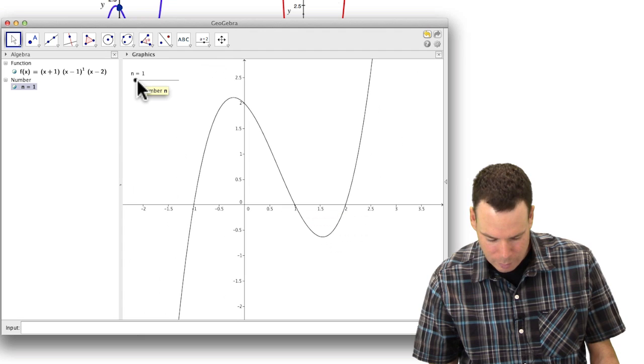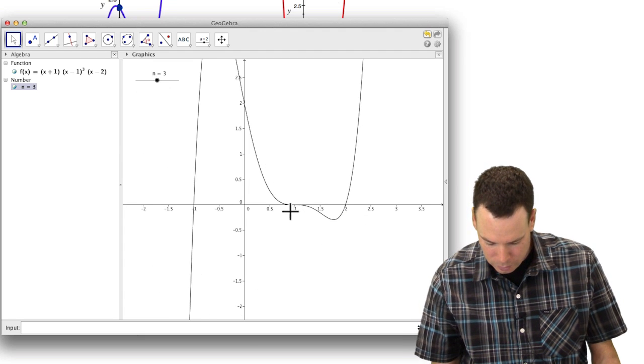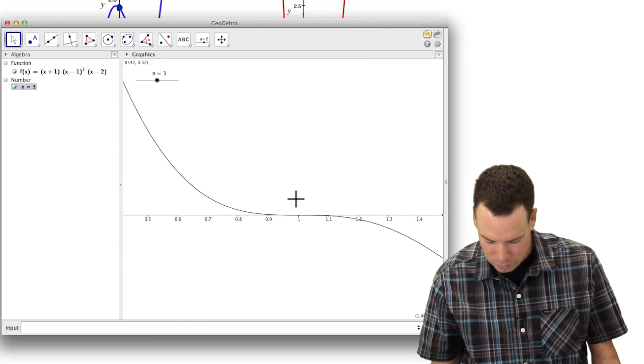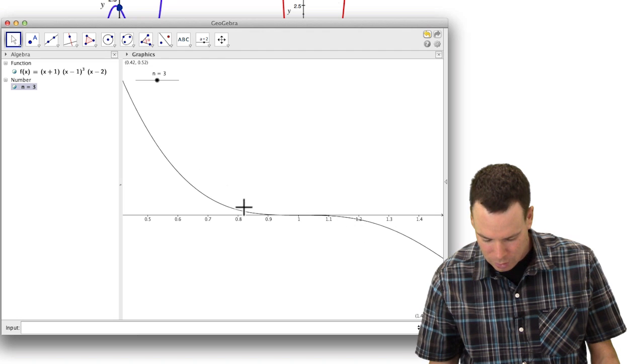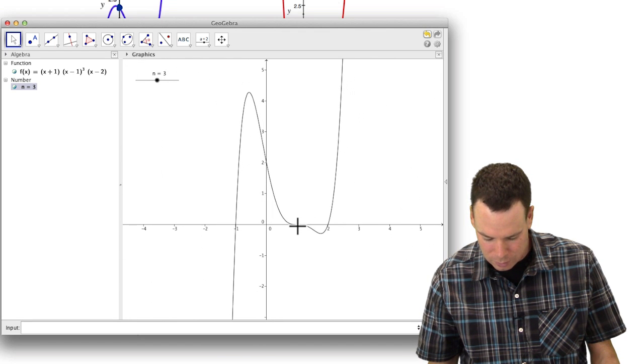Okay. What happens if I go to 3? Well, now look at it. Now we see that it crosses there, but it doesn't cross like a line anymore. If I zoom in close enough, it kind of resembles how a cubic would cross. A cubic crosses the axes by coming down, going horizontal temporarily, and then continuing on past. So it looks like it would cross like a cubic crosses.